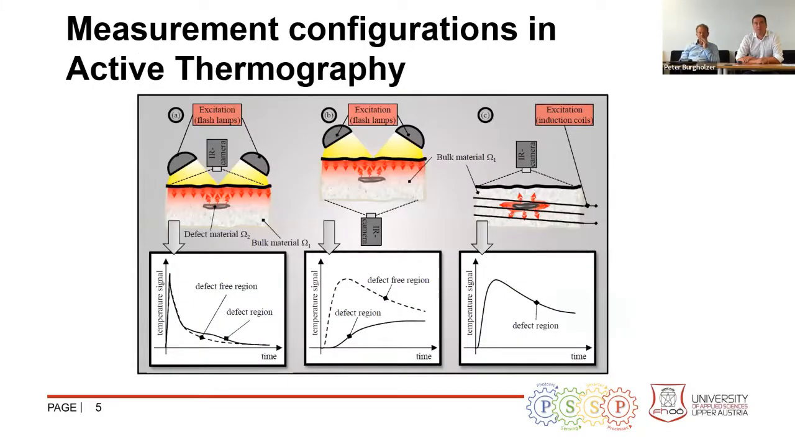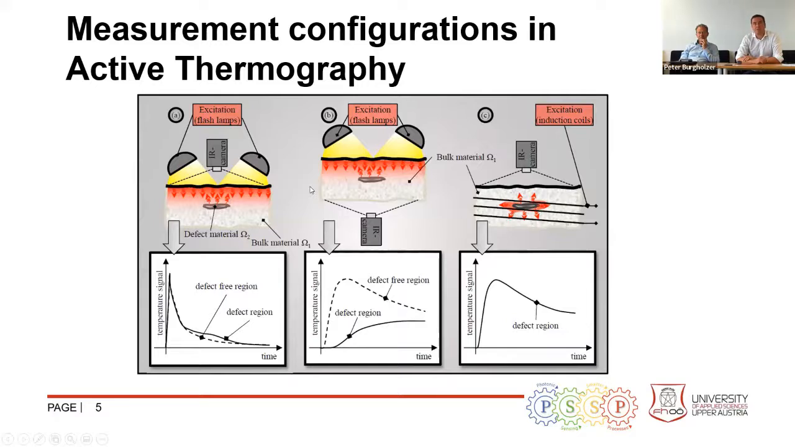There are also different measurement configurations in active thermography. You can see here the most typical ones. On the left side, it is called the pulse echo or reflection configuration. You heat up the surface and the heat propagates into the material, and there you have some interactions with the defect. That means you have the temperature increase on the surface and then the cooling down behavior. And when there's a defect, you get some temperature contrast.